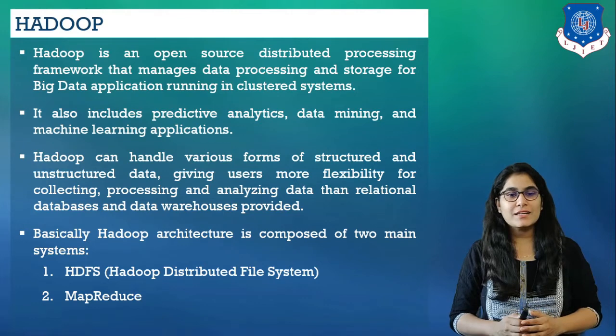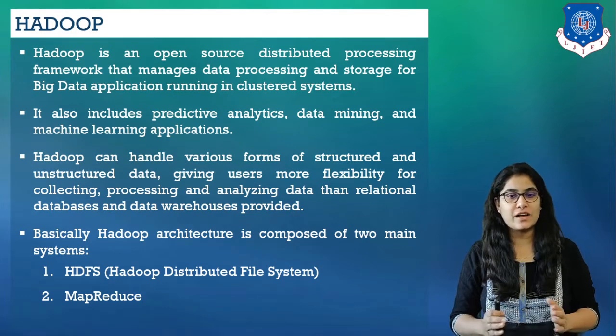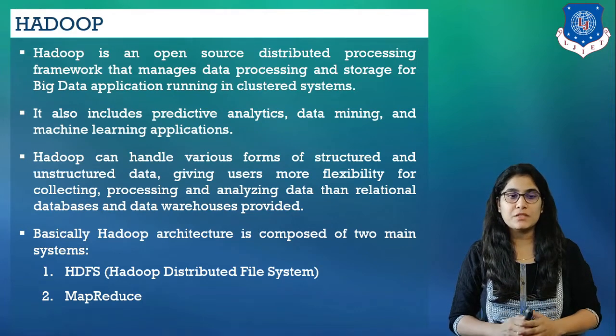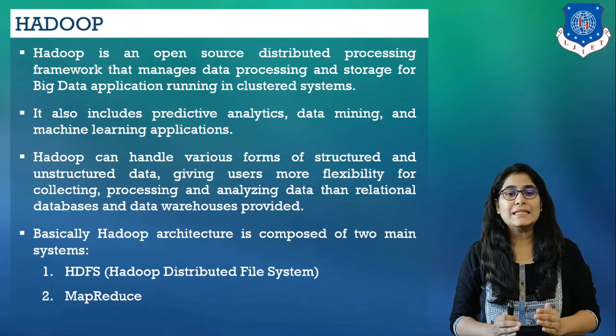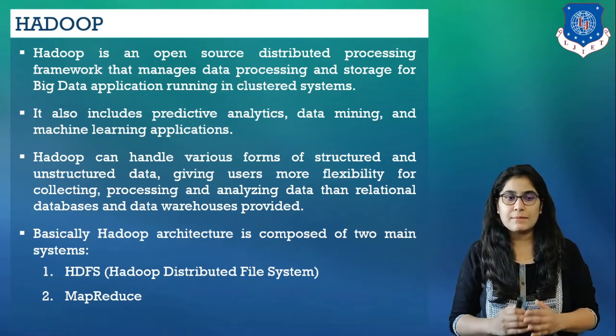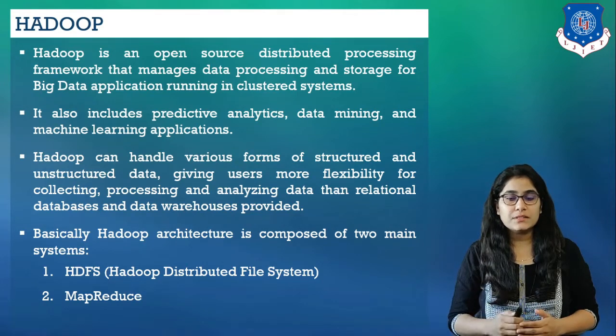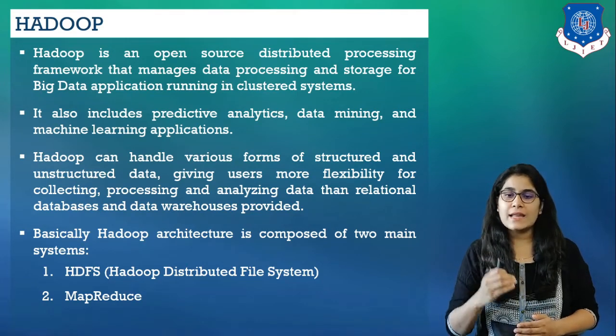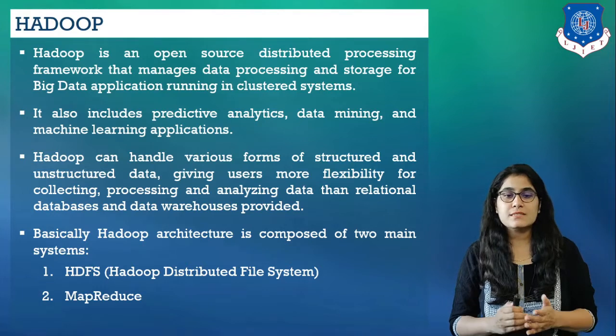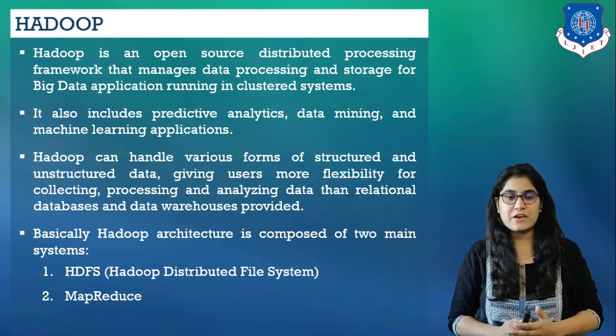Basically, Hadoop architecture is composed of two main systems. First one is HDFS, which stands for Hadoop Distributed File System, and second is MapReduce. Hadoop Distributed File System is the storage system for Hadoop spread out over multiple machines as a means to reduce cost and increase reliability, whereas the MapReduce engine is the algorithm that filters, sorts, and then uses the database input in some way. So let's discuss HDFS in detail.